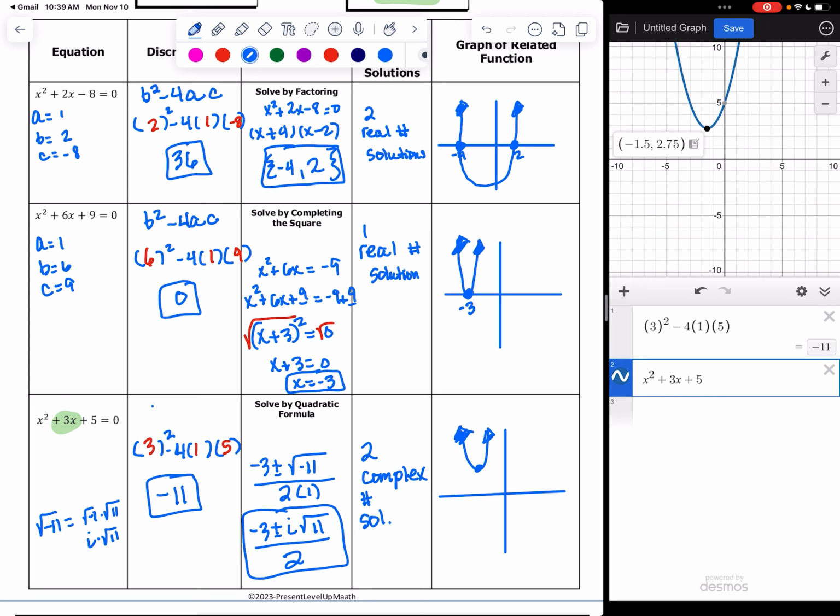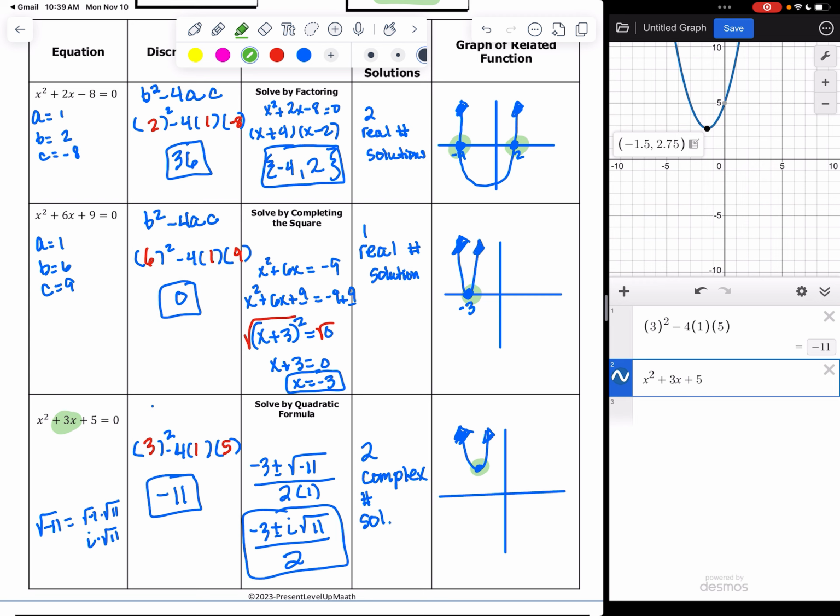All right, now let's summarize here. When our discriminant was positive, we had 2 real number solutions. When our discriminant was 0, we had 1 real number solution. And when our discriminant is negative, there are 2 complex solutions, and it will never touch the x-axis.